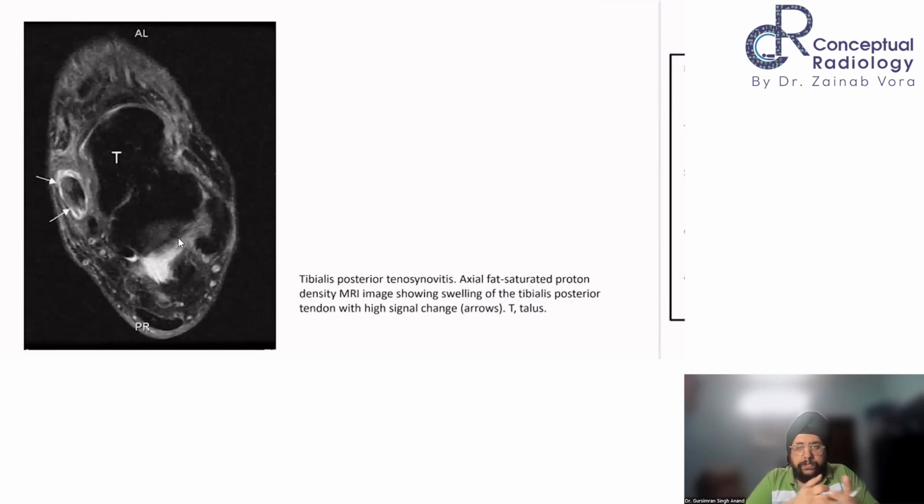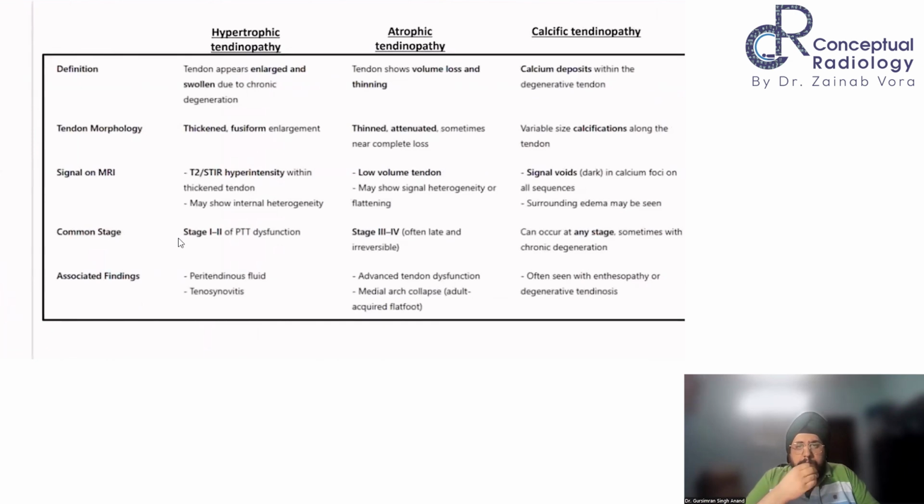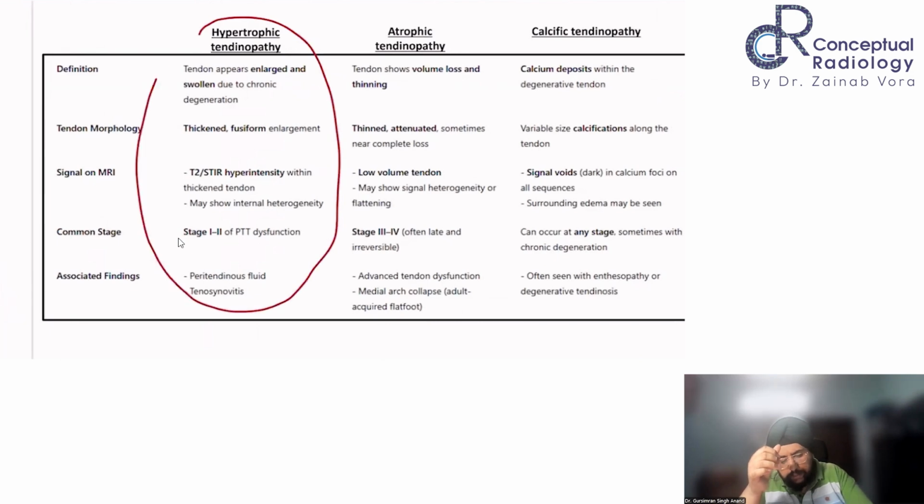So this is your tibialis posterior tenosynovitis. You will have fluid along with that. Then we can have different types of tendinopathy. As the name suggests, hypertrophic, there will be thickening and enlargement. Along with that, they will have heterogeneous internal signal intensities. So there's a staging of PTT dysfunction, this tibialis posterior dysfunction, which has been given.